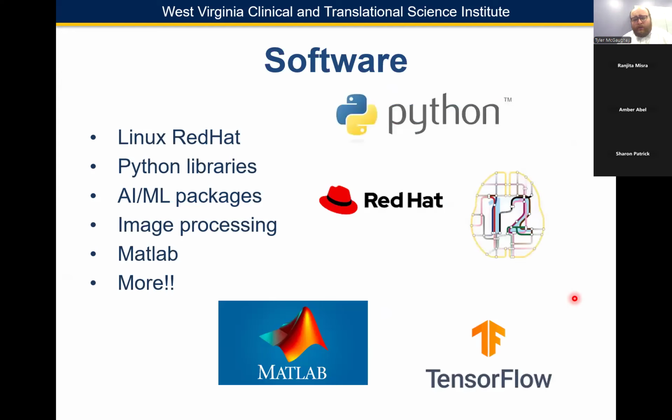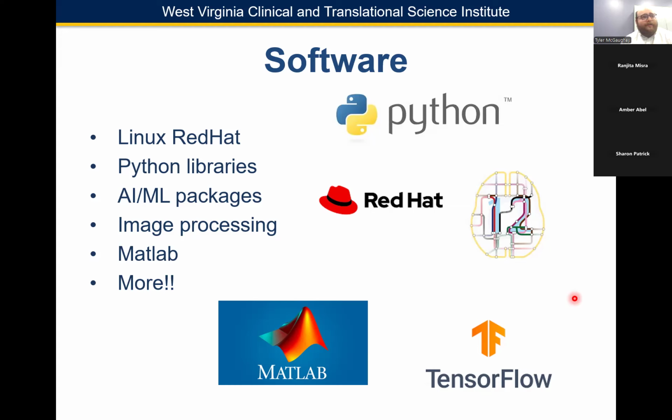There are quite a few software packages pre-built out on the HPC. The base operating system for HPC is Linux Red Hat, which is not as scary as it sounds. There are just some funny little quirks that you'll have to learn switching to Linux. There are all kinds of Python libraries pre-built. There are AI and ML packages built, like TensorFlow and PyTorch.